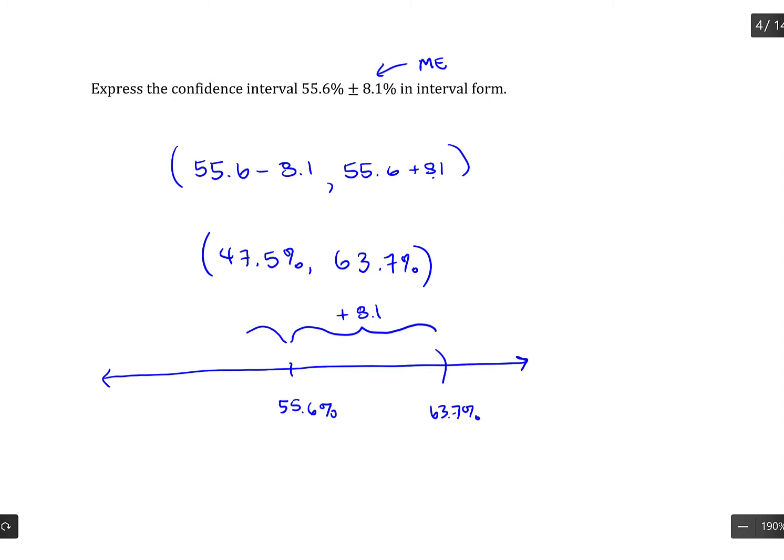And then if I subtract that margin of error, that gives me the lower end point of my confidence interval. So we're just converting a point estimate, give or take a margin of error, into an interval estimate.